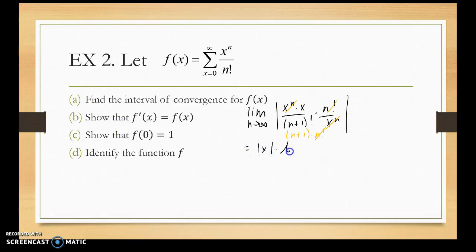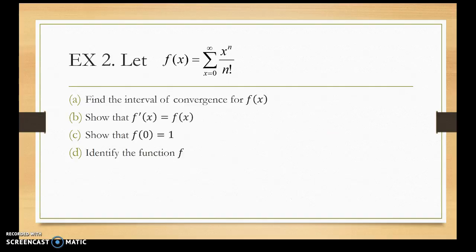Absolute value of x times the limit as n approaches infinity of the absolute value of 1 over n plus 1. So the limit is 0. Therefore, the radius is infinity. And the interval of convergence is the entire real number line. So that'll be the interval of convergence for the derivative and the antiderivative as well.